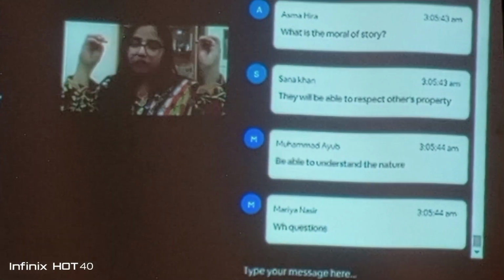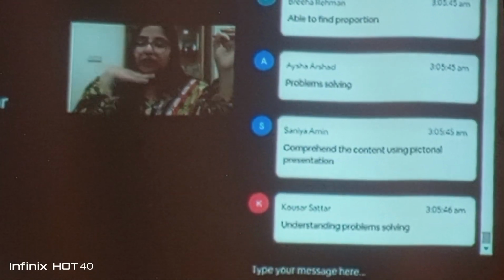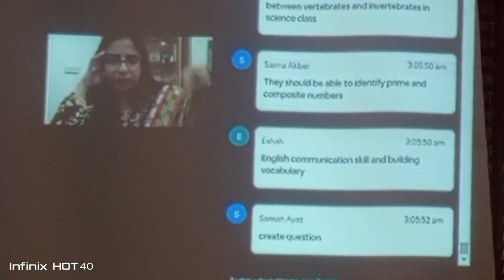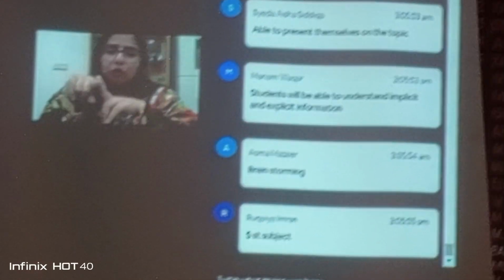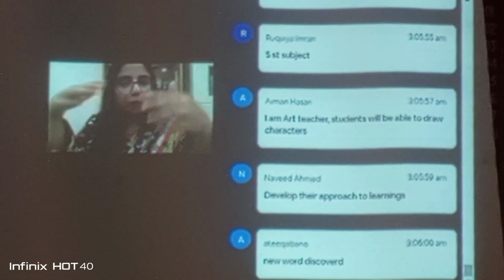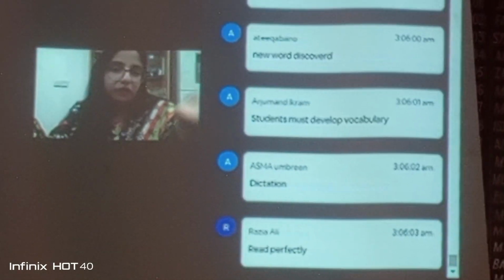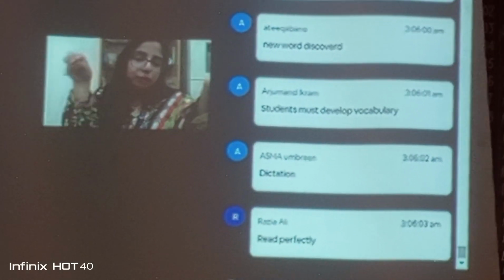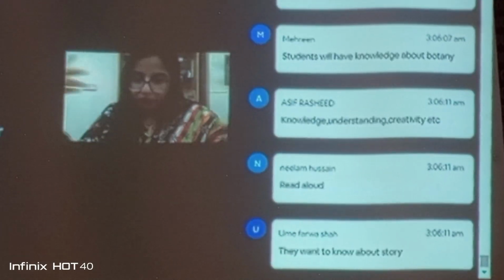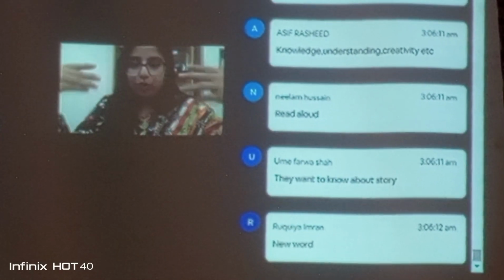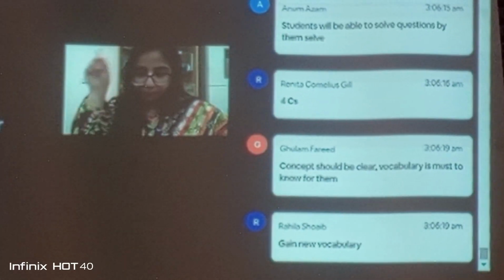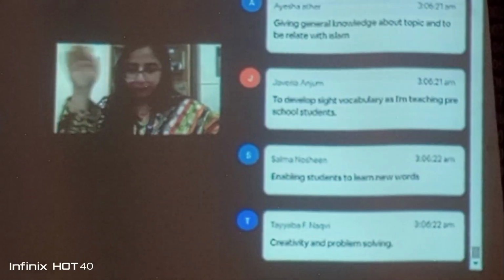I have picked this objective because this objective goes with every subject. It goes with science, it goes with mathematics, it goes with English, it goes with Urdu, it goes with Islamiyat. This objective goes with every subject, and the objective is enabling students to learn new vocabulary, new words. We have taken one objective: students must develop vocabulary. Okay?